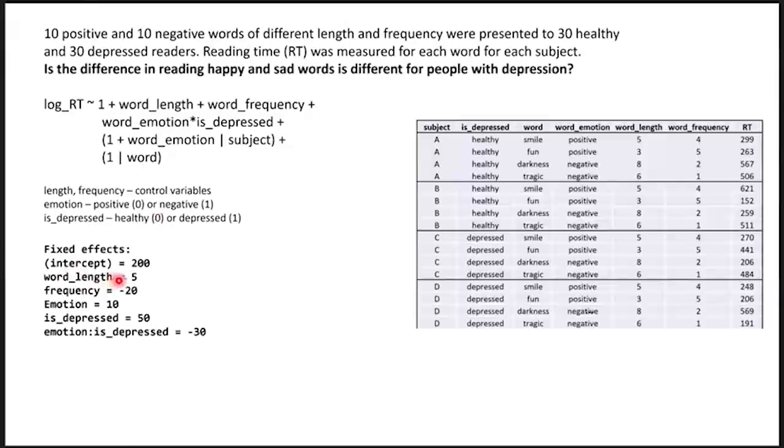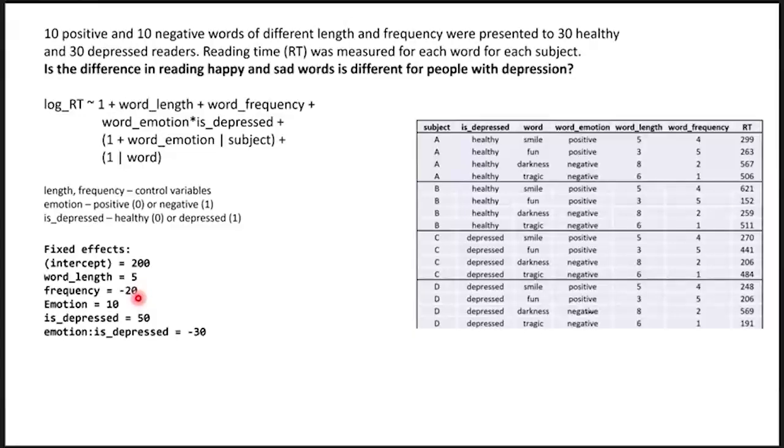For every word length, we add 5 milliseconds reading time. So every unit increase in word length, we add 5 milliseconds. Again, not very interesting, but we should have this. Same thing for frequency. For every word that is more frequent, it's negative 20 milliseconds reading time. Not very interesting, but we should have this.